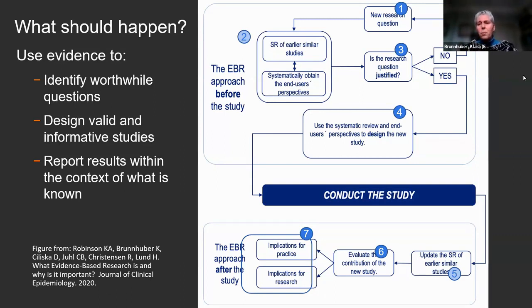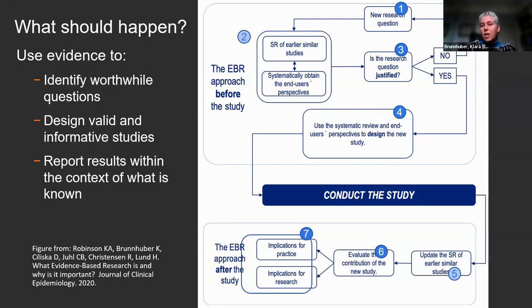So you can see at the top, you start out with the new question as number one. And then comes that phase where you need to check whether your research question is really necessary and relevant. And for both of those aspects, you should be utilizing or indeed conducting, if none are available, a systematic review of earlier similar studies. So looking at, what does the evidence show? Has a similar study been done already? And if so, what are the research gaps? And then, of course, also to really systematically obtain end users' perspective. So will your study results matter to the users of your research?